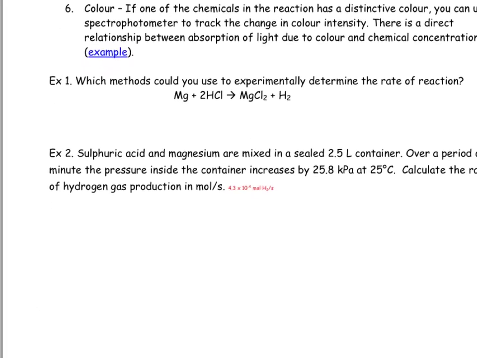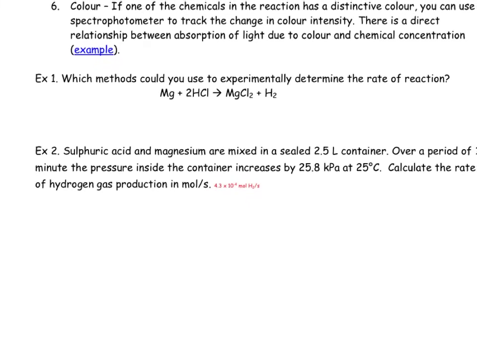Let's have a look at example 1. Which methods could you use to experimentally determine the rate of the reaction for this following equation? Look at the list of 6 methods and see which ones are possible. The answer to this example is in the next video.